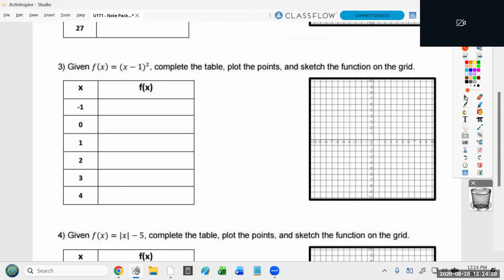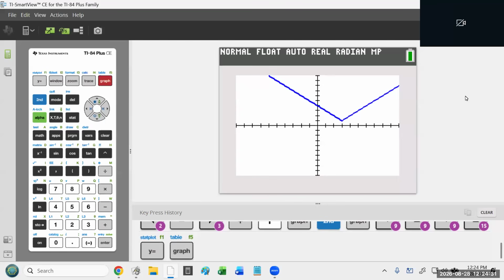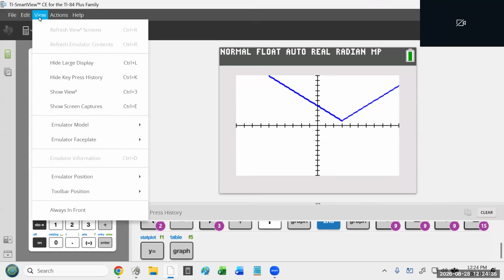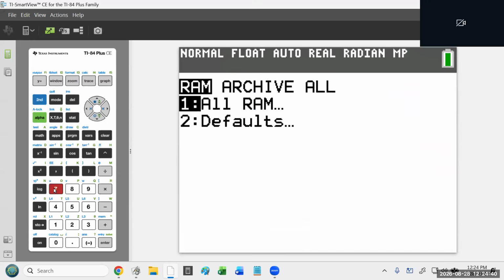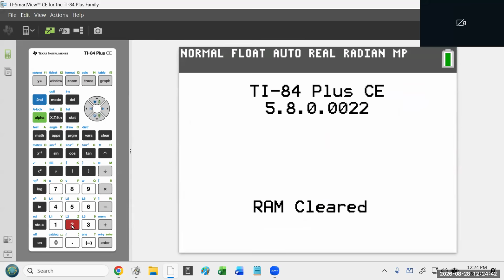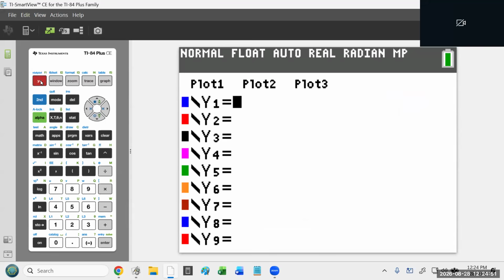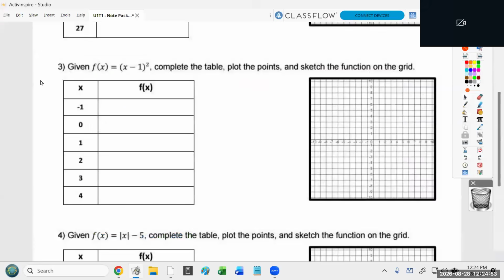So what I'm going to do is go to my calculator. I'm going to reset it. Again, it's second plus 7, 1, 2. Okay, that reset the calculator. Now I don't have to worry about any of the stuff I was doing before. Brand new calculator. I go to y equals. You should be following with me right now. And I'm going to type exactly what I see on the screen. Open parenthesis, x minus 1, close parenthesis, and then the 2.